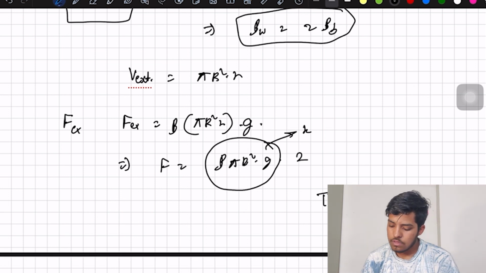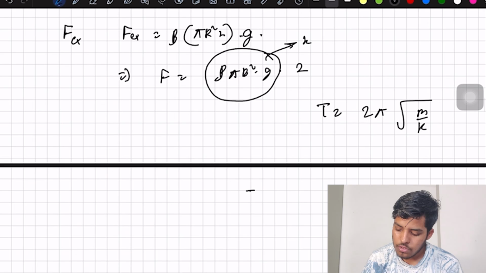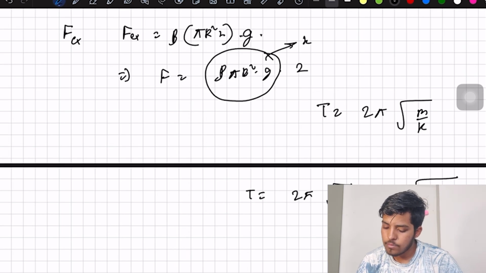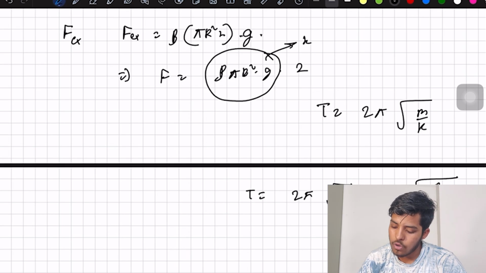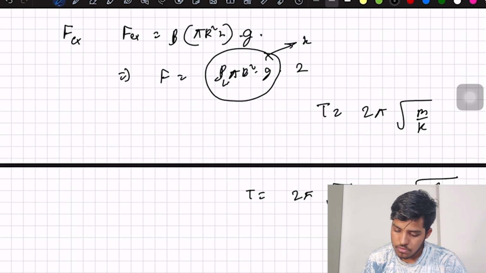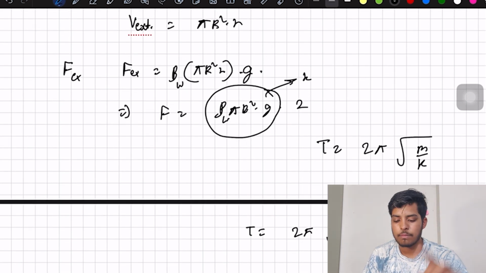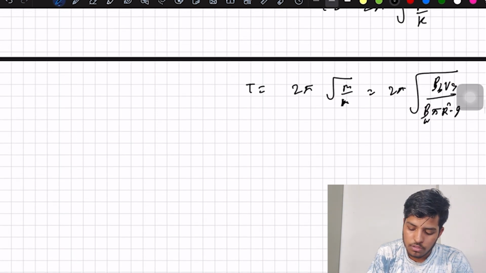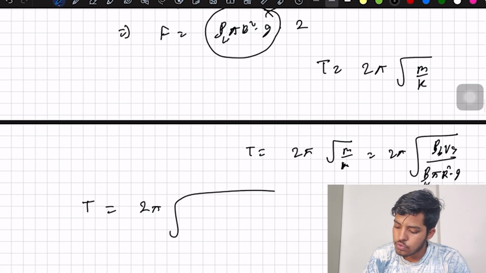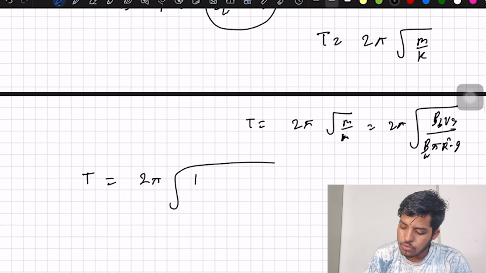So time period equals 2 pi under root m over k, which equals 2 pi under root of rho b V g upon k. K is rho pi r square into g, and this is rho w, right? This is rho w, as the force is applied by the water only, the fluid. So 2 pi under root rho b, and 1 upon 2 into g got cancelled.